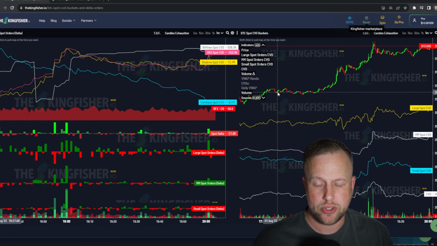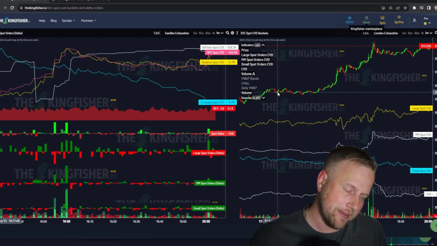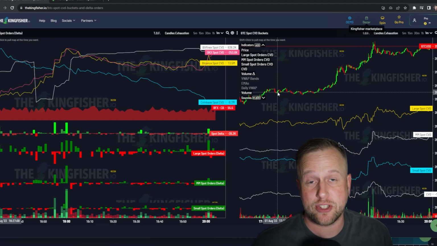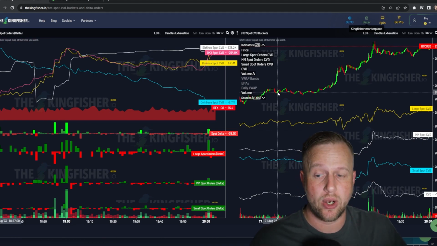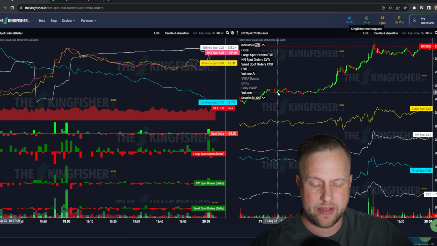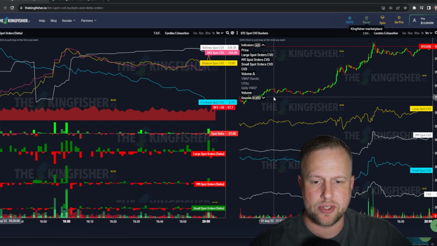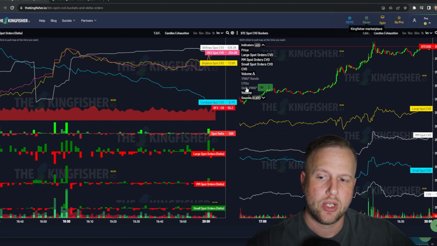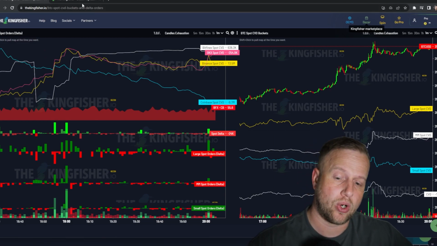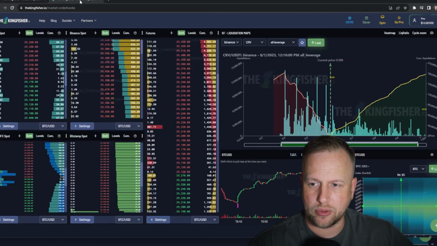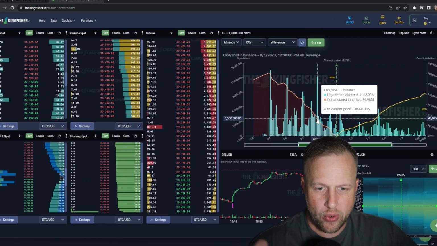If I had to use one tool out there, it would probably be Bookmap. If I had to pick a second tool, it's going to be Kingfisher.io. So I'm going to go over the CVDs and the deltas and the buckets and stuff in the next video. Hopefully tomorrow I'll get that out, or sometime before the weekend, hopefully. But what we're focusing on today is leverage.